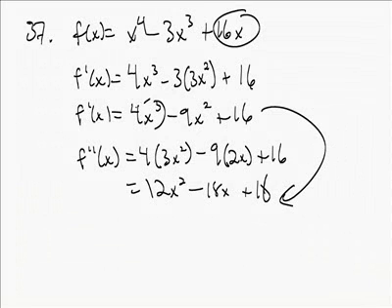But you can just take the 3, multiply it by the 4, and get 12x squared, and so on. So the second derivative would be 12x squared minus 18x plus 16. What if we kept going? How about the third derivative? F triple prime of x.